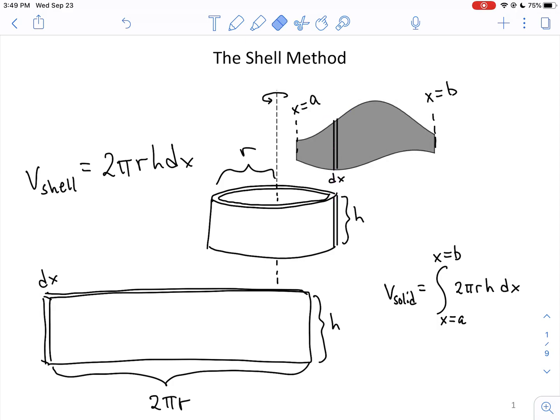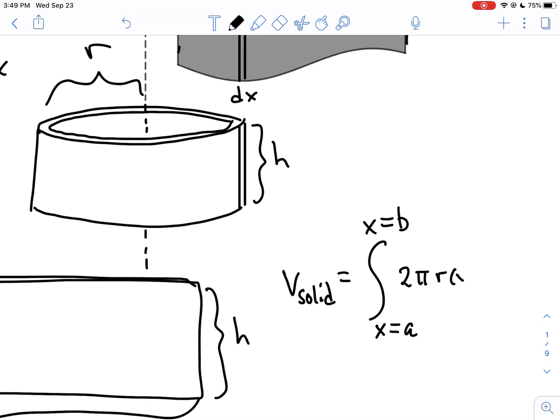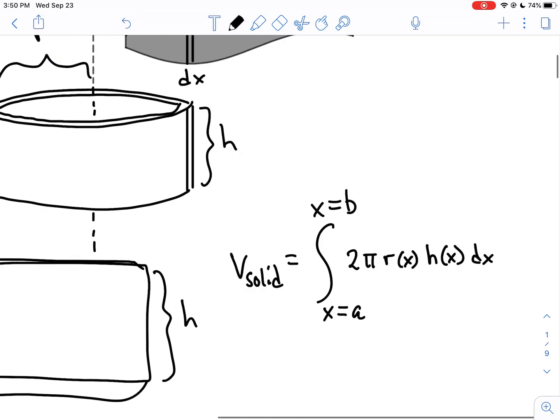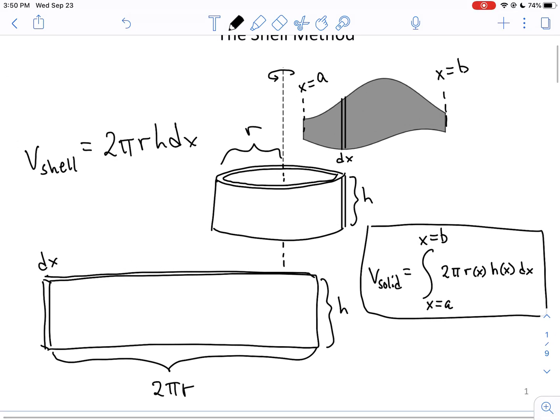I'm going to come down here and emphasize that by saying that the r has to be some sort of function of x times an h, which has to be some sort of function of x, and then times the dx. And this is our formula that's known as using the shell method for finding the volume of a solid of revolution. If this picture were on its side, rotated 90 degrees, then everything here would just be in terms of y. You'd be integrating between two y coordinates, two horizontal lines, and then you would still be doing 2 pi r h dy, and the r and the h you would want to be functions of y.